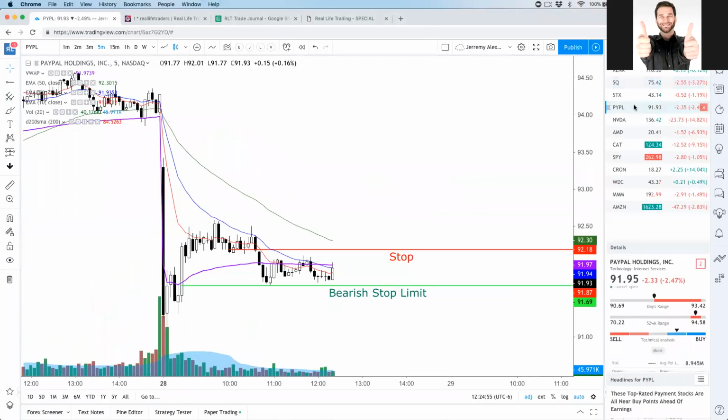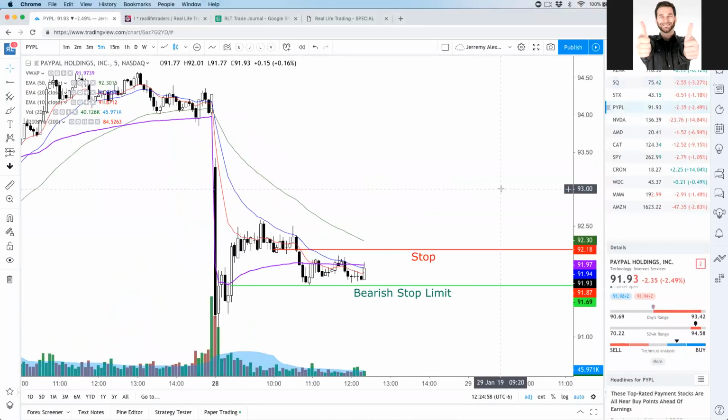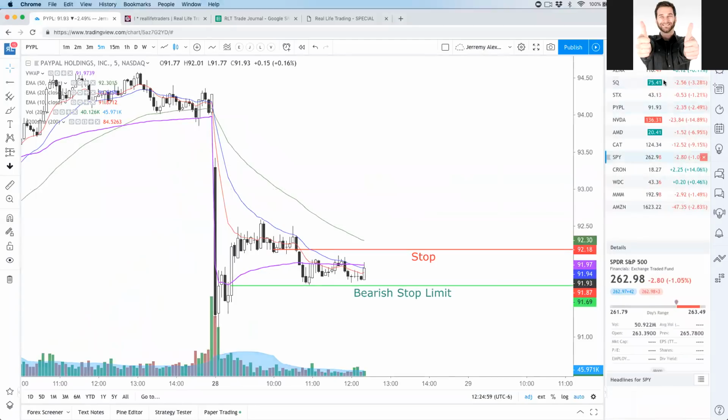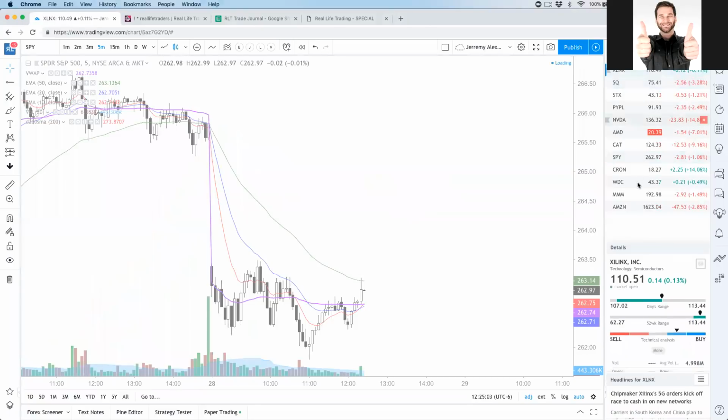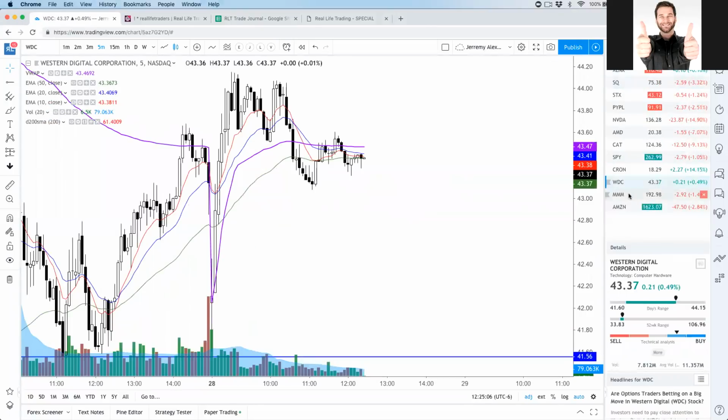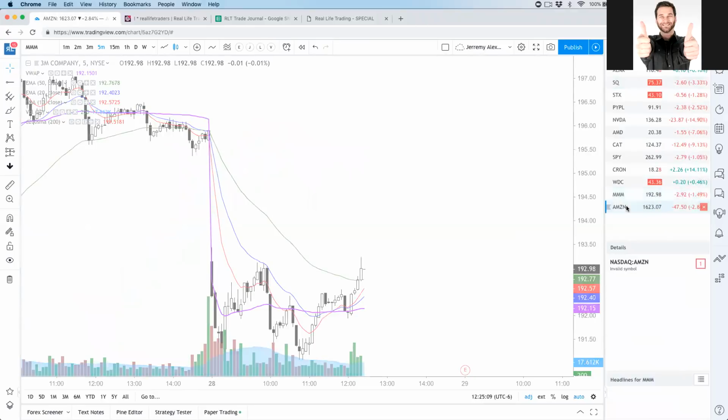Let me go look at PayPal. Yeah, PayPal had a little bit of a bounce as well. I'm okay to hold just a little bit longer, but it won't be a massive amount longer. I'm trying to track down, because right now there's just a lot of sideways movement.